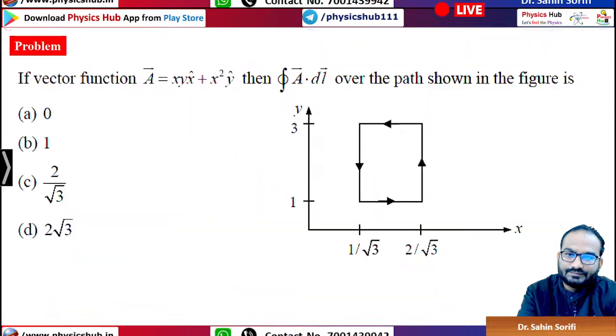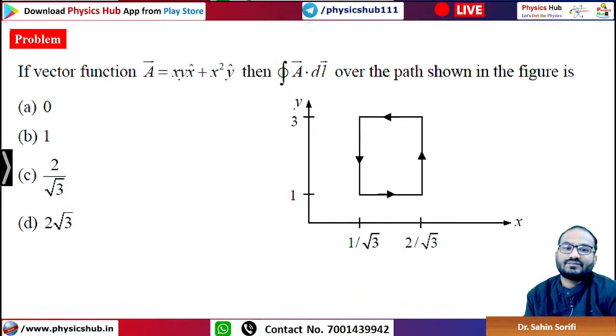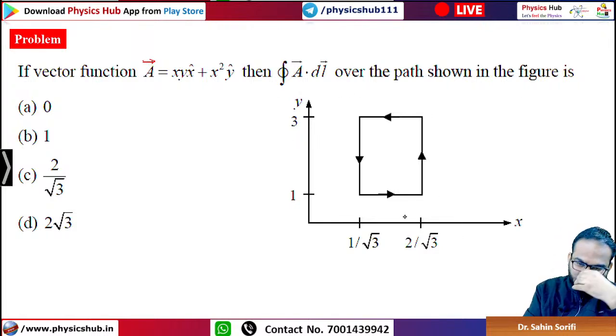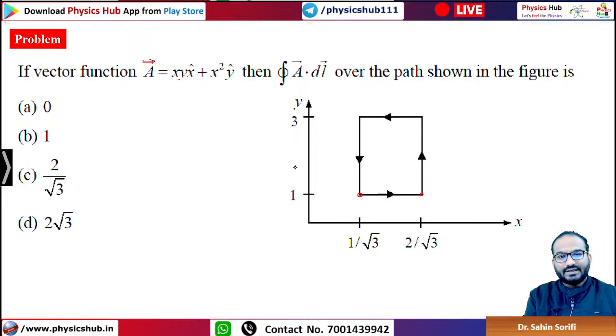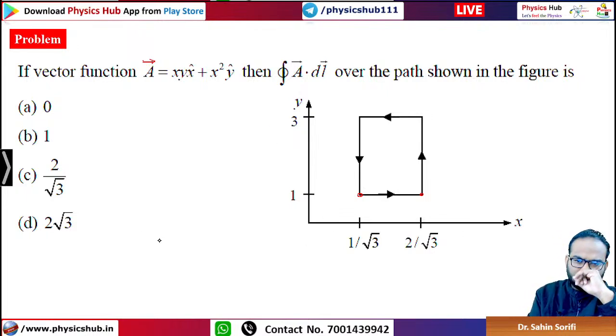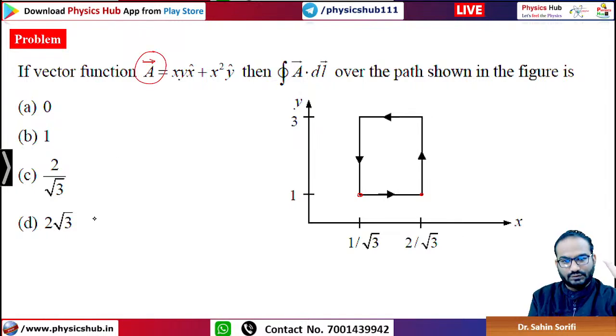Let's try some problems. The first problem is this on your screen. If a vector function A equals xy x cap plus x square y cap, then what is the value of this line integral of A dot dl over the path shown? Here on this path you can see the x value is varying from 1 by root 3 to 2 by root 3, and the corresponding y values are varying from 1 to 3. So A dot dl you have to find out. What will be our first job? Our first job will be to check whether this is conservative or not. If it is conservative, we can simply say it is 0. So let's check whether it is conservative or not.